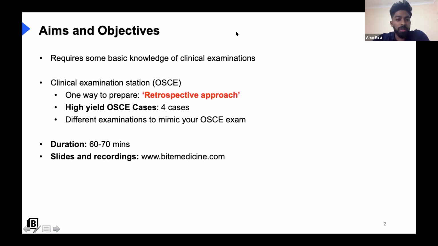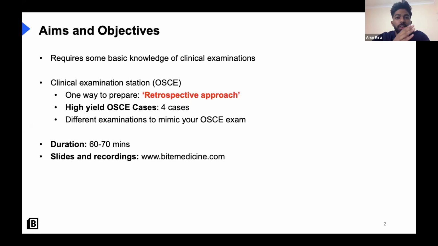So what we're going to cover today, we're going to quickly go over the approach that we use, and then we're going to go over 4 cases. We're going to do it a bit different to what we've done before. All our previous webinars are available on record if you've missed them, which we'll talk about at the end. But today we're going to imagine that you're in your final year or your 4th year or 1st year OSCEs, and we're going to cover station by station.